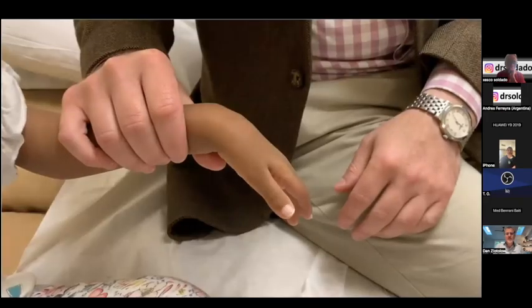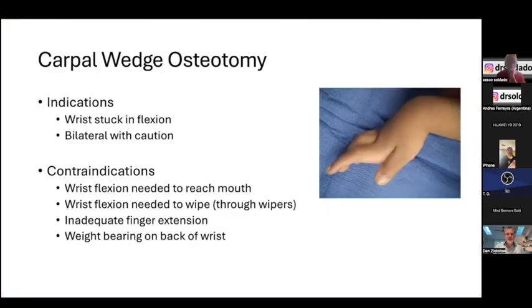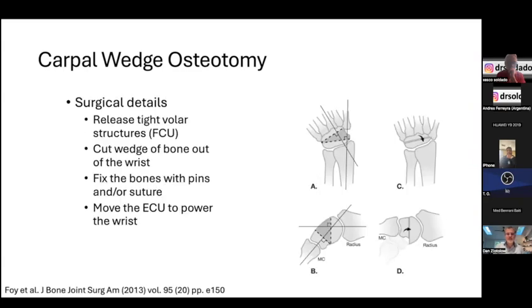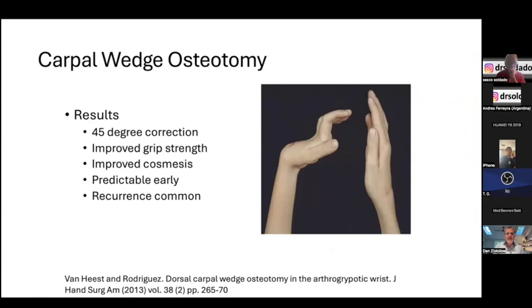This is carpal wedge. Again, contraindications are really important. Wrist flexion needed to reach the mouth, wrist flexion needed to wipe, inadequate finger extension, and weight bearing on the back of the wrist. Surgical details you can find online. We have certainly videos on little arms. And this is kind of what you get, a 45-degree correction, generally speaking, improved grip strength, improved cosmesis.